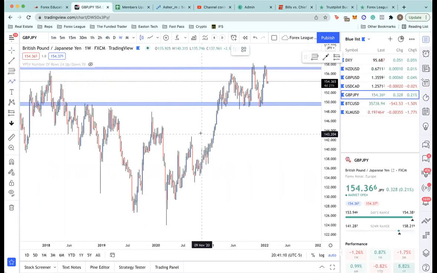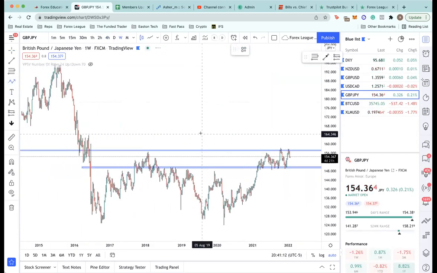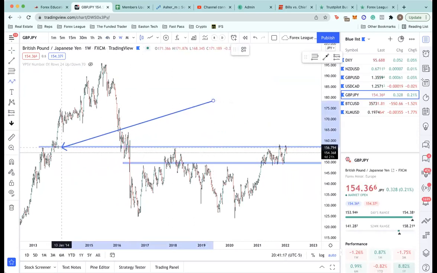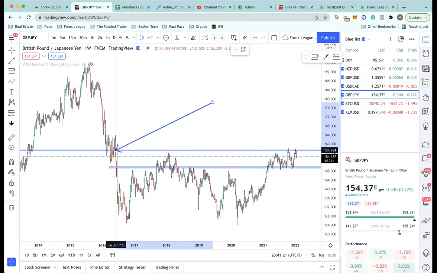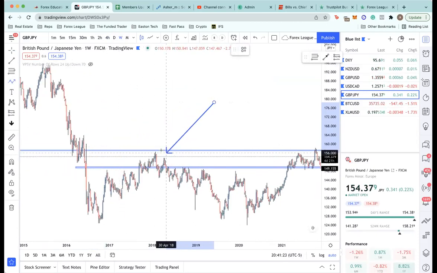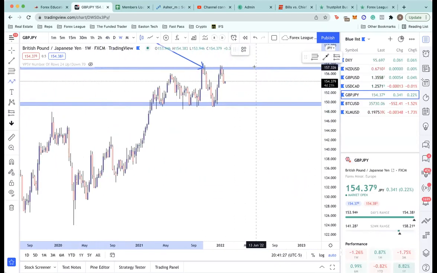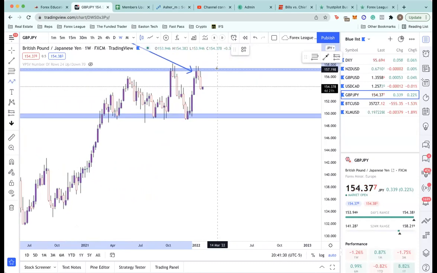If we just zoom out on the weekly, I had this level placed right here. And why did I have that? We had resistance here. We had support here. We had support here. We had resistance here. We had resistance here. And then most previously, we had resistance here. So we came back into this level.